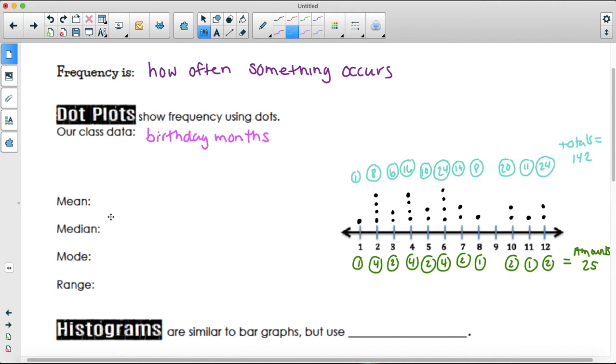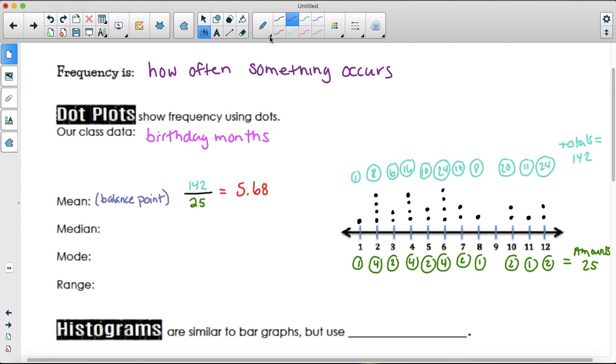Now the reason we did this was so that we can find all of our information up here as well. So the mean, which is our balance point, is where we take the sum of all of the values, so the total, and we divide it by how many we have. That's why we found the totals and the amounts. So we would have the total of 142, and we would divide it by the amount that we have of 25. When we divide this, we get approximately 5 and 68 hundredths. So the mean birthday month would be May.